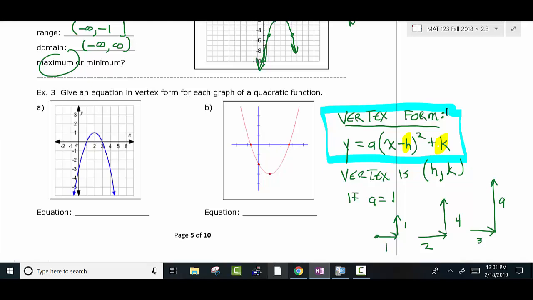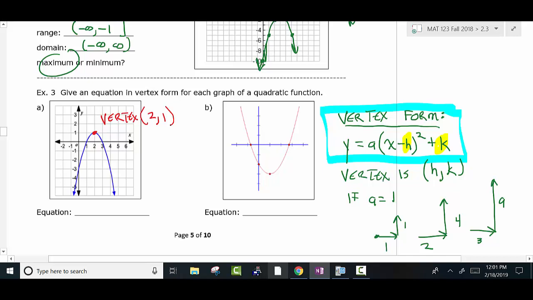So the key thing is to know what the vertex is, okay? So we're going to write equations for this. So first of all, let's do this one. The vertex is right here, okay? So that point is over 2, up 1. So the vertex is (2, 1). Okay, so that's what you've got to know on that.